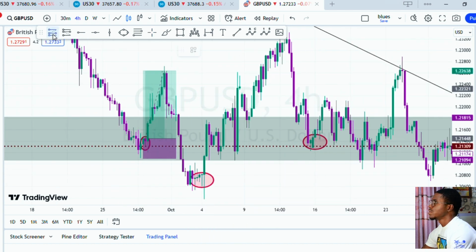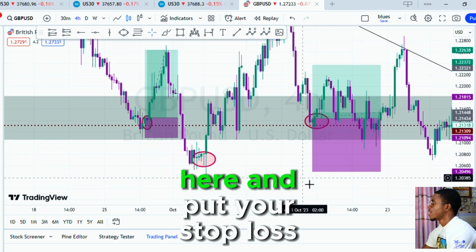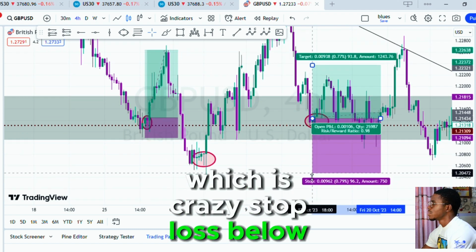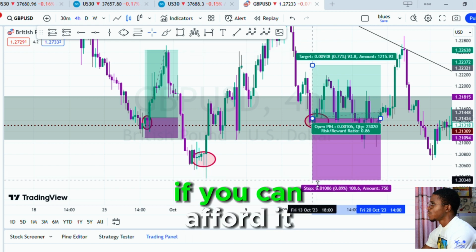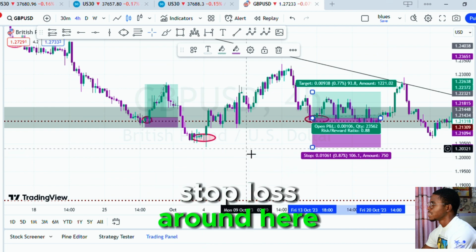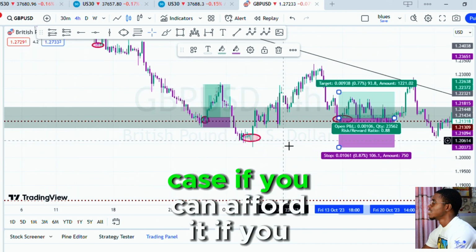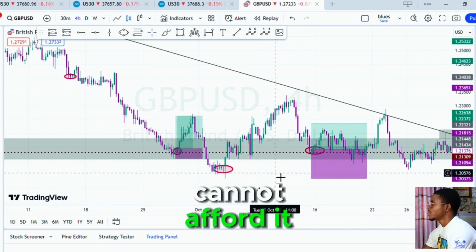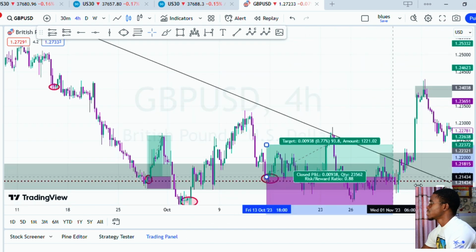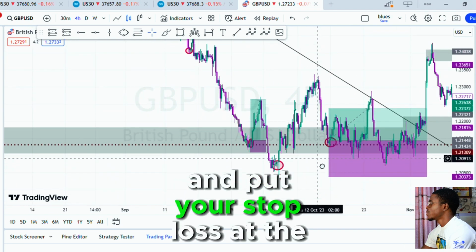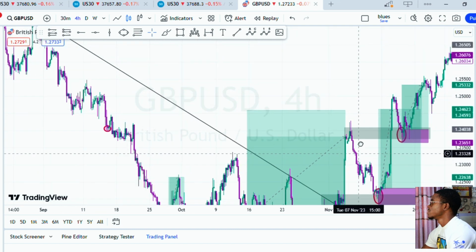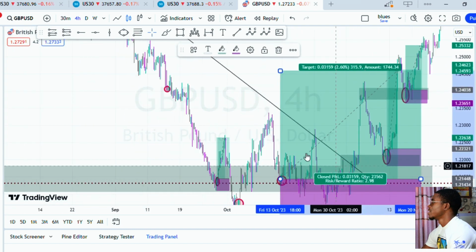Let's just assume you entered here and put your stop loss somewhere here, which is a crazy stop loss below here, if you can afford it, because you just need to put your stop loss around here in this case, if you can afford it. If you cannot afford it, then you wait for another opportunity. So as a trader, if you entered this trade and put your stop loss at the right place, that means the trader will catch all these moves right here.